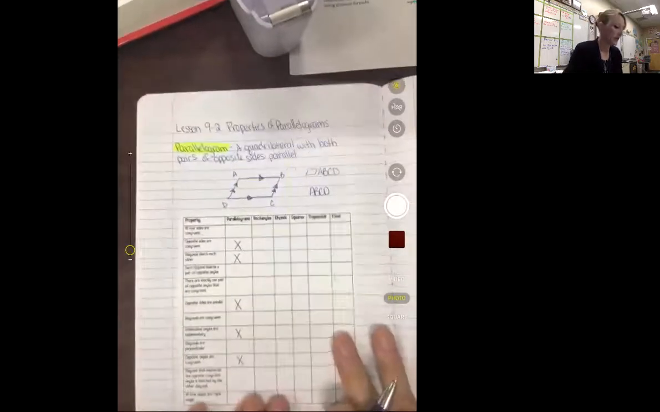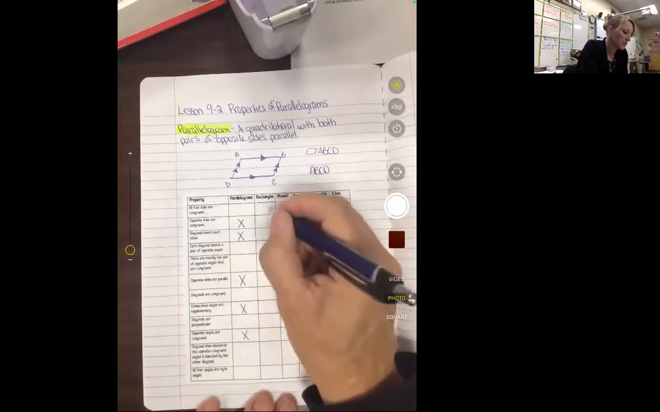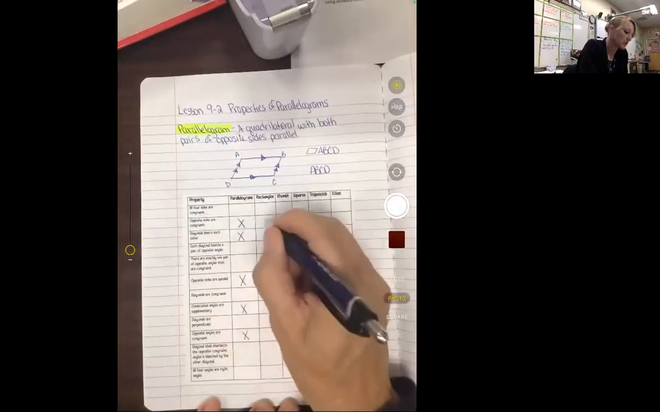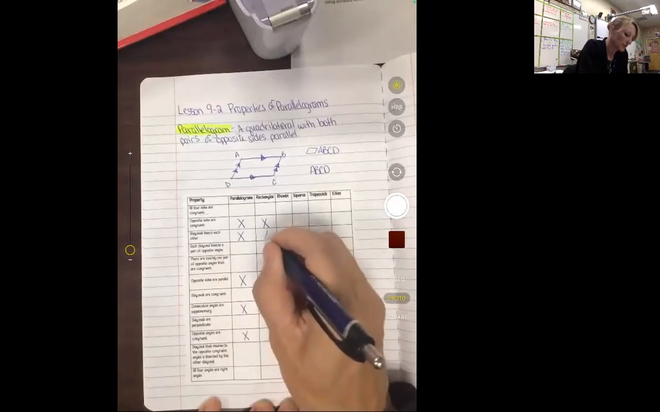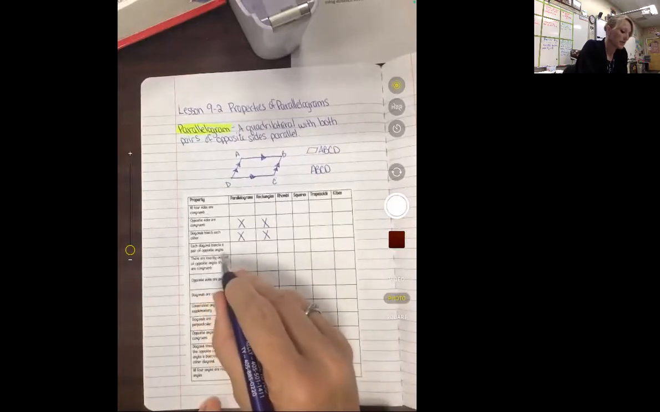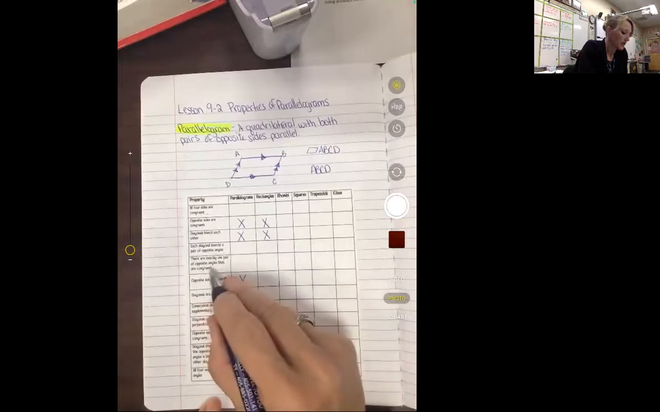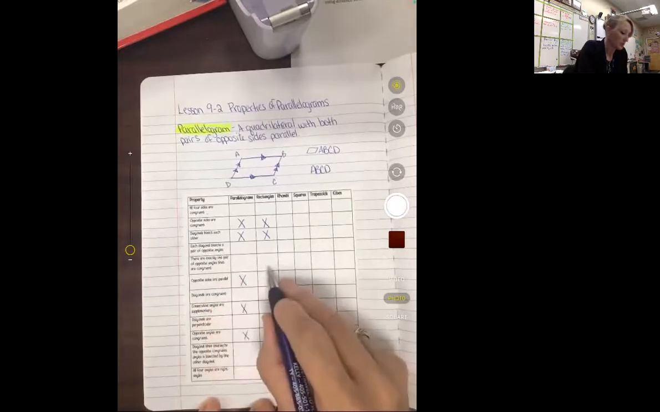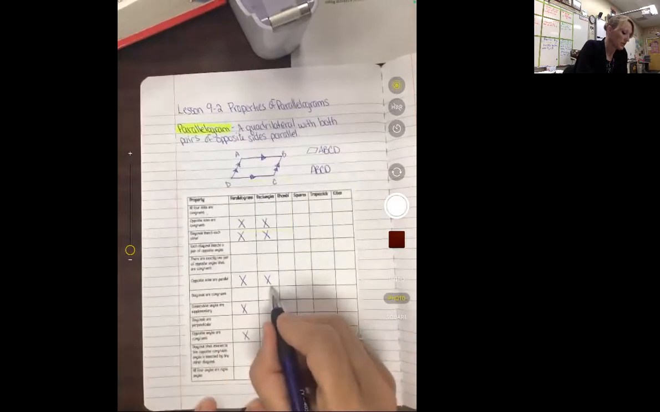So let's go back over here to our properties page, and properties of a rectangle. All 4 sides are congruent. That's not true in a rectangle. Opposite sides are congruent. Yes, because it's a parallelogram. Diagonals bisect each other. Yes, because it's a parallelogram. Each diagonal bisects a pair of opposite angles. That is not true in a rectangle. There are exactly 1 pair of opposite angles that are congruent. That's not true because we have more than 1 pair. Opposite sides are parallel. Yes, because it's a parallelogram.